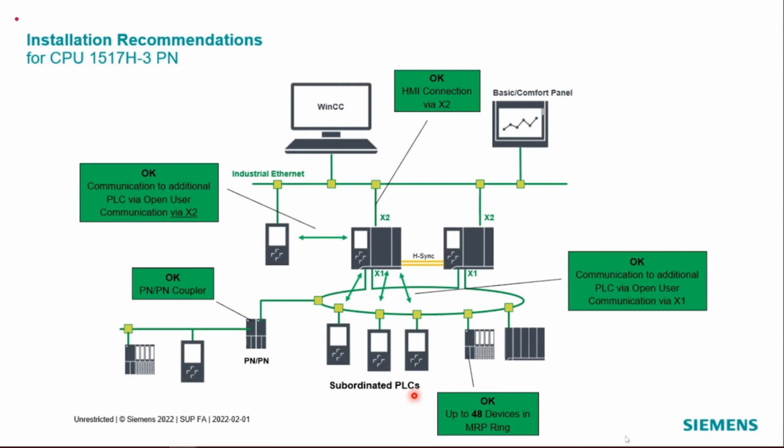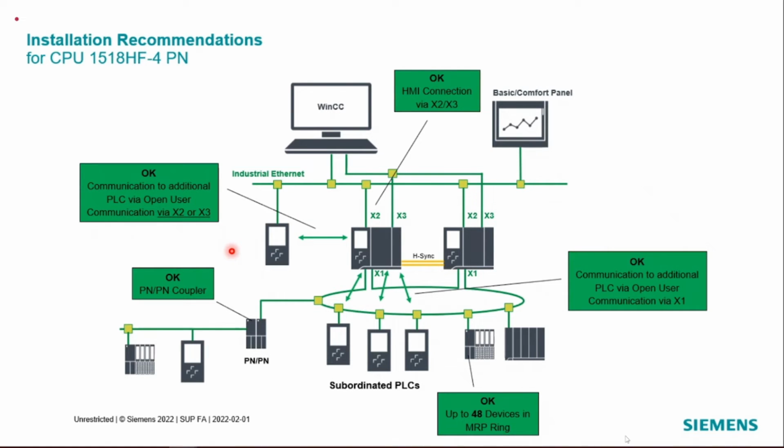1517H. Here it's more flexible because the synchronization happens with the optical fiber cable, so I can have S1 devices also inside the ring, up to 48 devices. Including the two CPUs it is 50 devices, so excluding the CPUs it is 48 devices in the ring. And apart from that, I can have open user communication like 1515R. I can also connect the other devices over it.